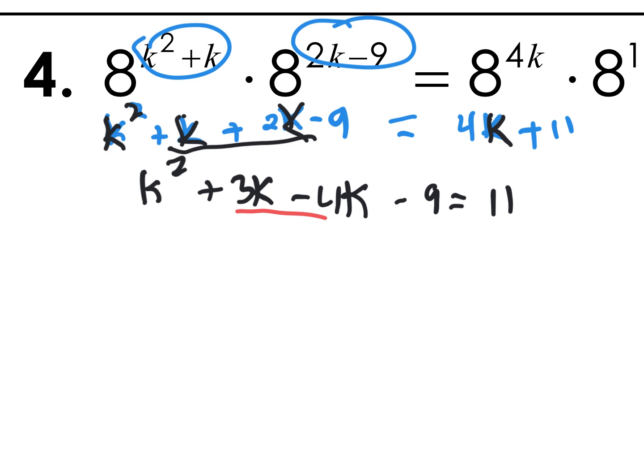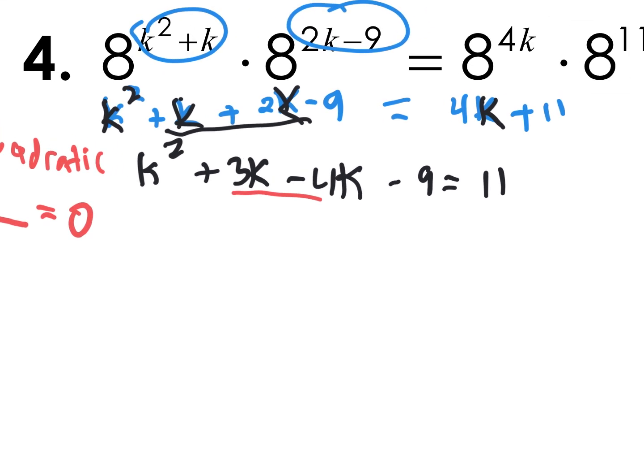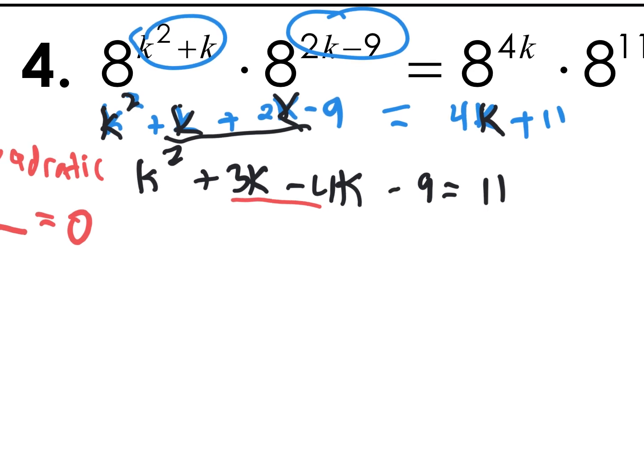You can't get rid of the 9. You need everything on one side. When it's a quadratic equation, you have to get the whole thing equal to 0. That's the rules of solving a quadratic. And I gave you a heads up. I said that looks quadratic because you have k squares and k's.